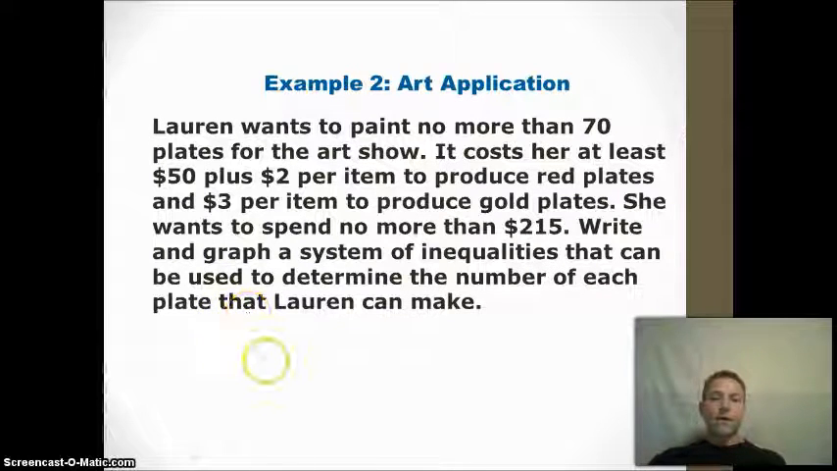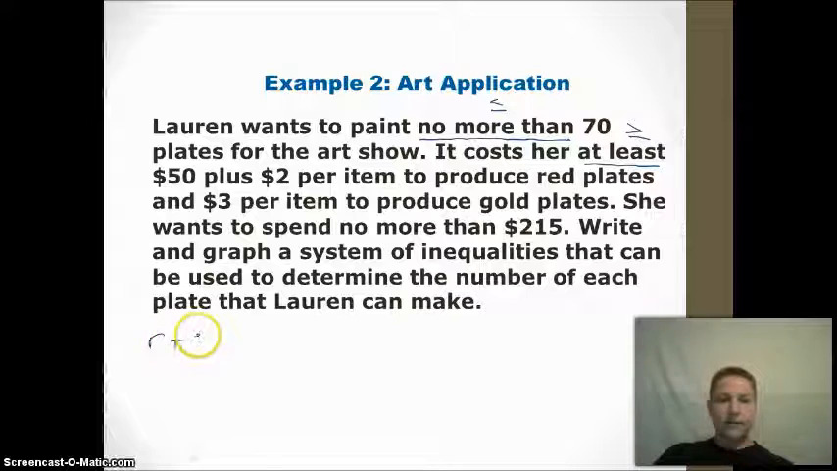Okay, Lauren wants to paint no more than 70 plates for art. Okay, keywords here. No more than means less than or equal to. It cost her at least, meaning greater than or equal to, $50 plus $2 per item to produce red plates and $3 per item to produce gold plates. So we're making two different kinds of plates, and she wants no more than 70 plates. Okay, so red plates and gold plates, and we don't want to make any more than 70 of them.